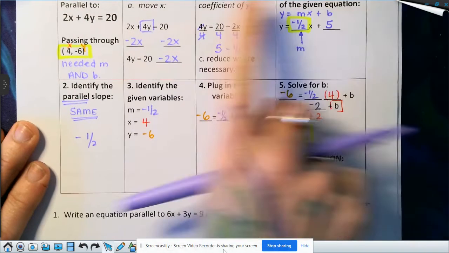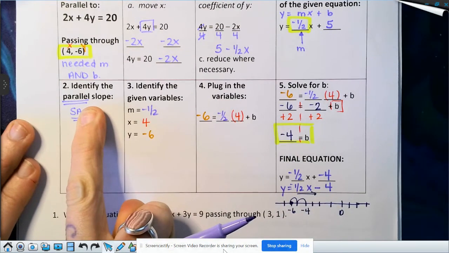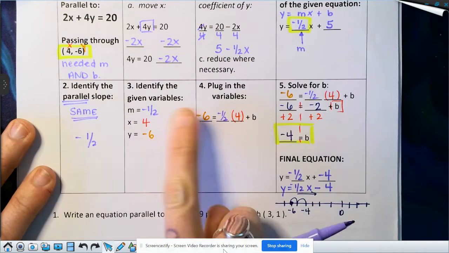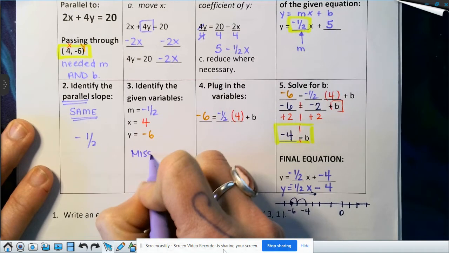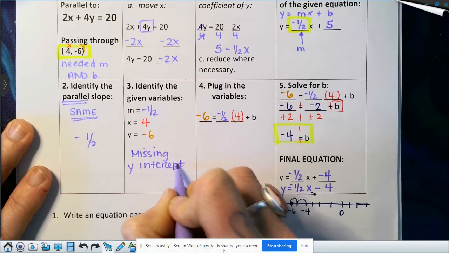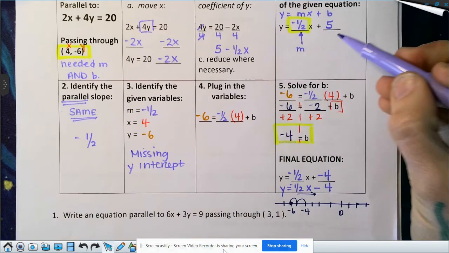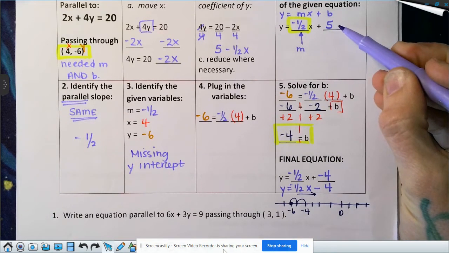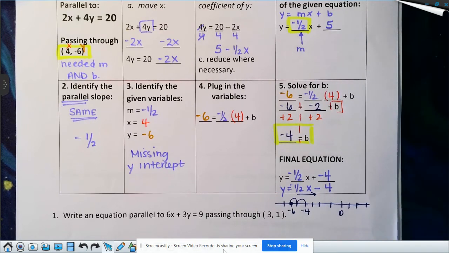So number 1, solve for y. Number 2, identify the parallel slope, since it wants a parallel line. Identify the given variables, so know what you have and what you don't have. We're missing the y-intercept for our new line. And then we're going to plug in our variables and solve. Go back, make sure you grab your slope and your new y-intercept, not the original one, because that's not important to anybody except this line itself. And we need two lines that are never going to touch.